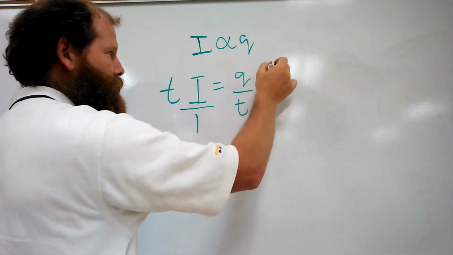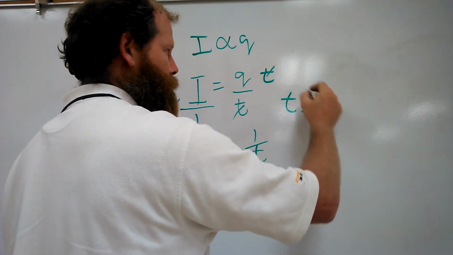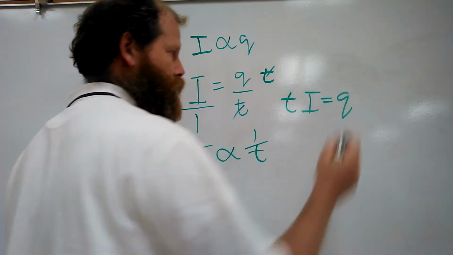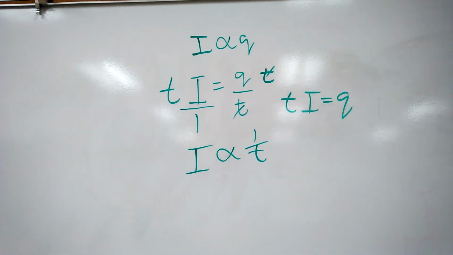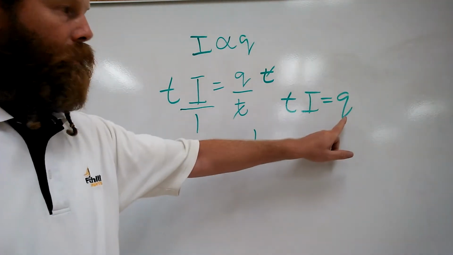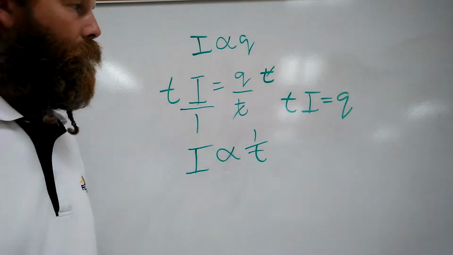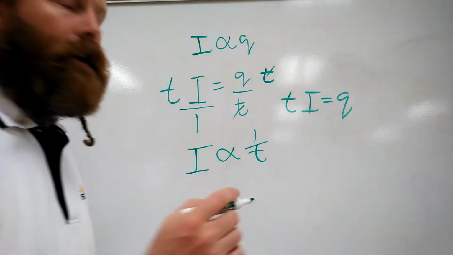If I multiply both sides by T, the T's cancel, and I get T times I equals Q. Now I can see that if T were to get bigger, Q would clearly get bigger. They're both in the numerator when they're on opposite sides of the equation.